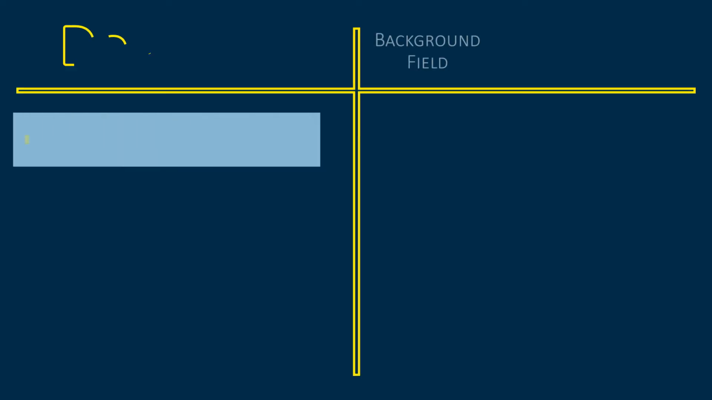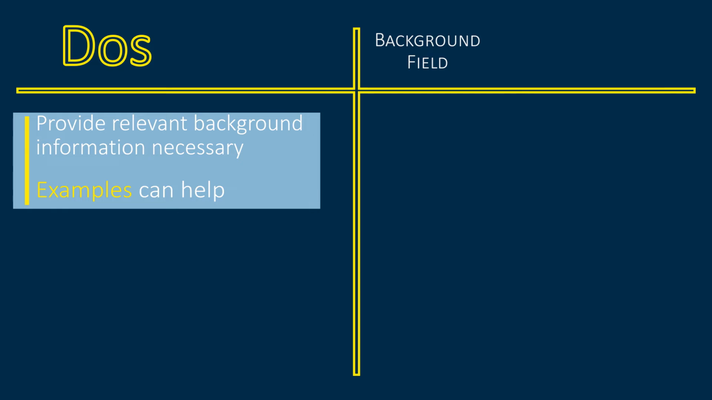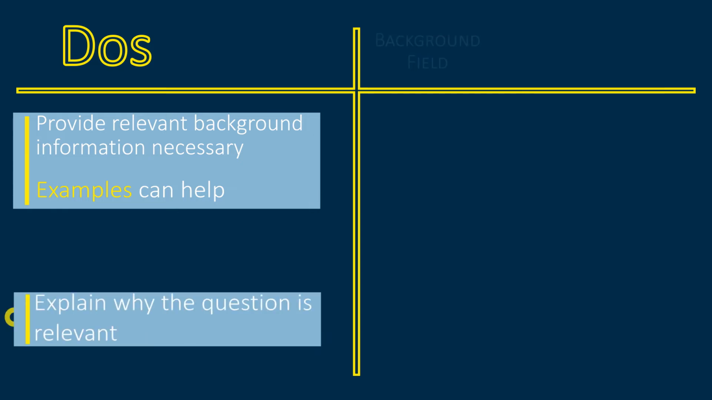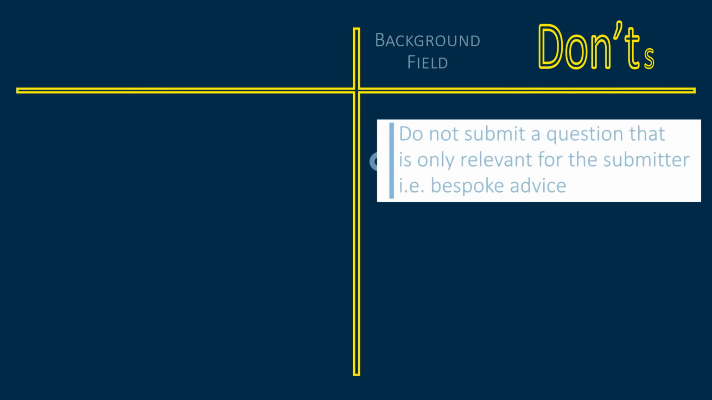With respect to the background, the submitters should provide relevant information as it is necessary for the understanding of the question. Examples can help. Explain why the question is relevant and how it raises either an issue of consistent or practical application. At the same time, submitters should be aware that it's not possible to submit a question that is only relevant for one submitter.